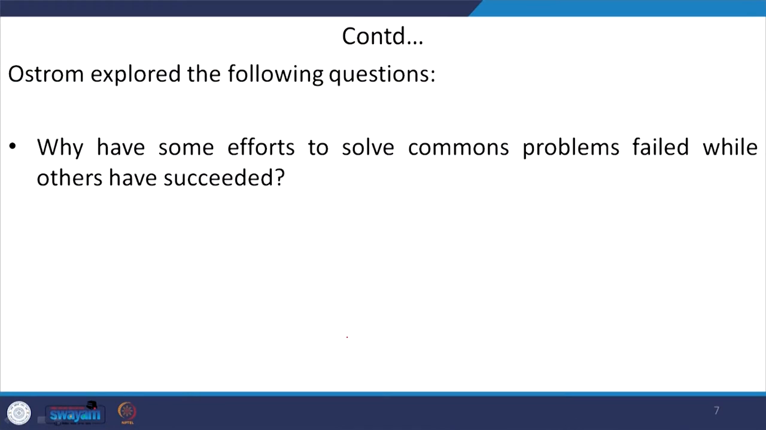And in this context, in this very basic understanding of the situation, that is how Ostrom argued against the established idea in managing the commons. So in this regard, Ostrom explored the following questions. The first one could be: why have some efforts to solve common problems failed? So what is the reason behind it? We are making efforts to solve the collective action problems or problems related to the commons, but still we are not very successful. So what is the reason behind this? What are the factors that may be attributed to the success or failure of the commons?